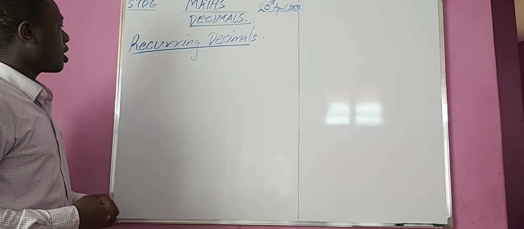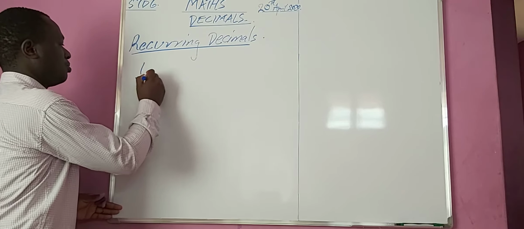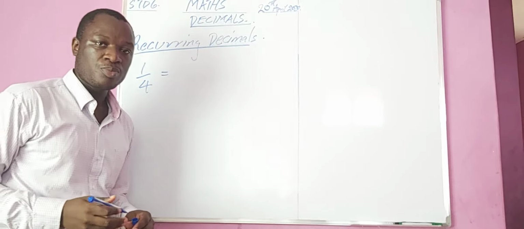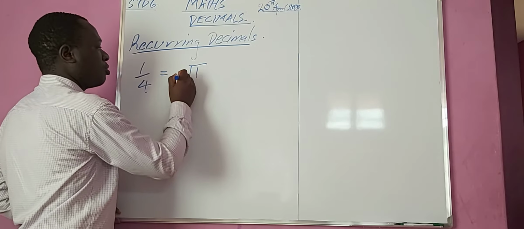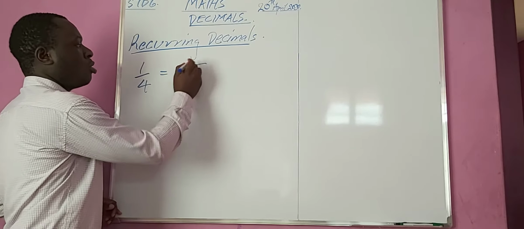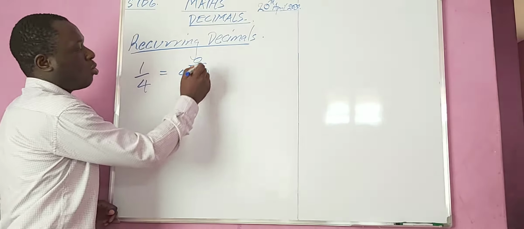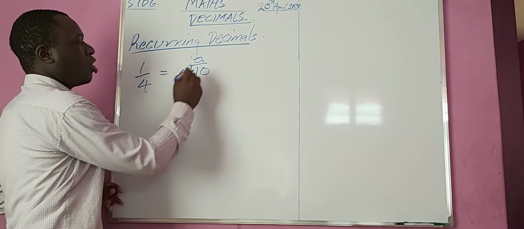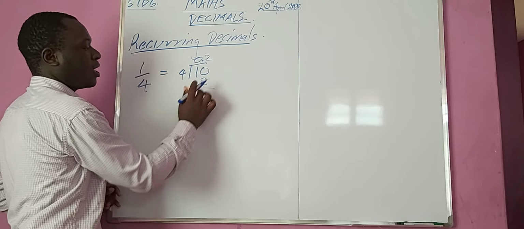Now, for example, I've been told 1/4, convert 1/4 to decimal. We shall take 1 divided by 4. 1 divided by 4 is impossible. We put 0 and we add 0 here. The moment you add 0 and get 10, we introduce the decimal. Now 10 divided by 4 is 2. 2 times 4 is 8. 10 take away 8 is 2.